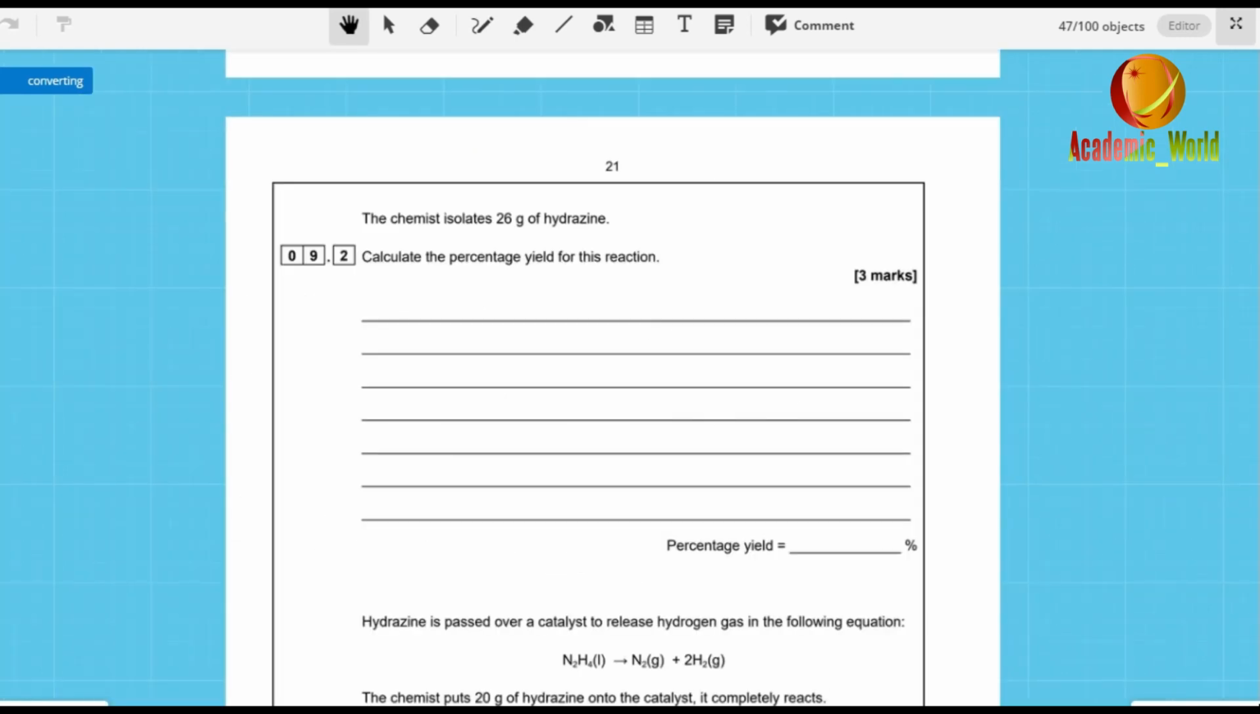Now the chemist isolates 26 grams of hydrazine. Calculate the percentage yield for this reaction. So it means here the experimental yield is given.